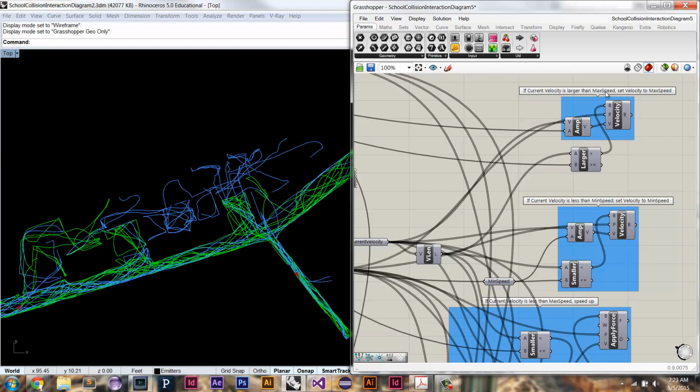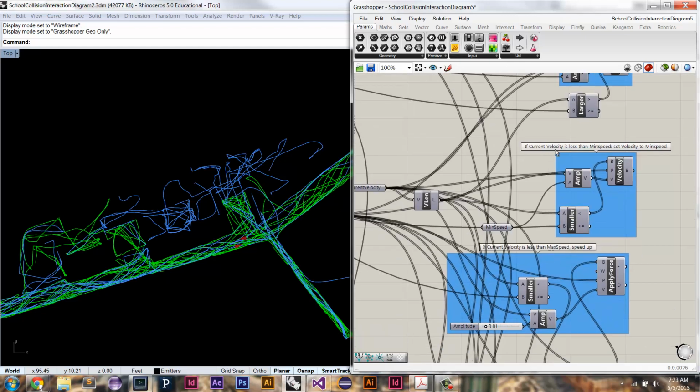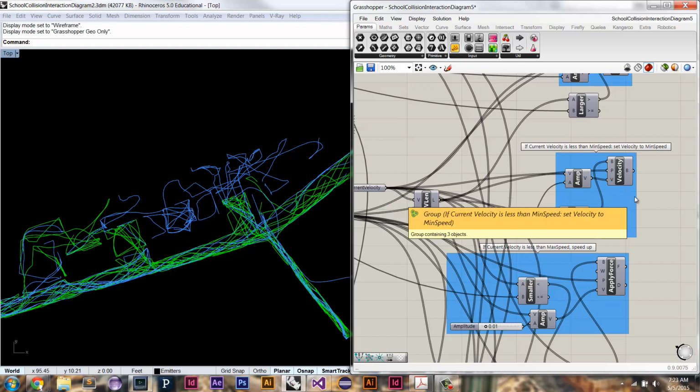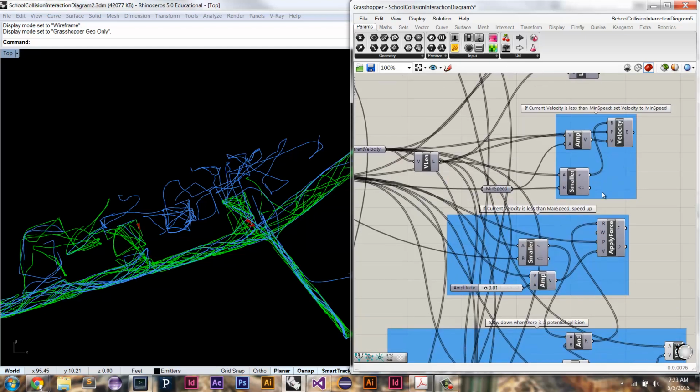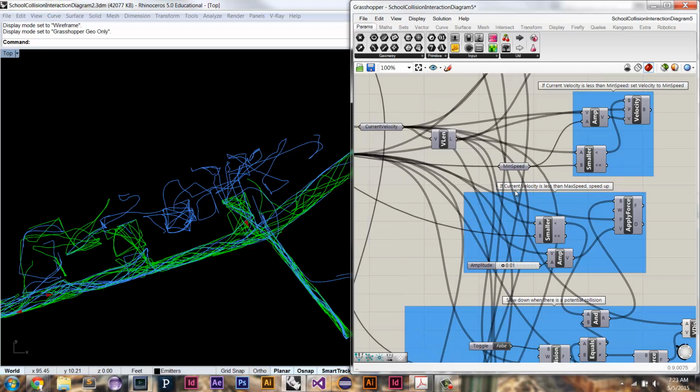If the current velocity is larger than maximum speed, set it to be the maximum speed. If its velocity is less than the minimum speed, set the velocity to be the minimum speed. So these guys are always moving. They're never going to stop completely. And if the current velocity is less than maximum speed, then speed up. So they speed up by this amount.